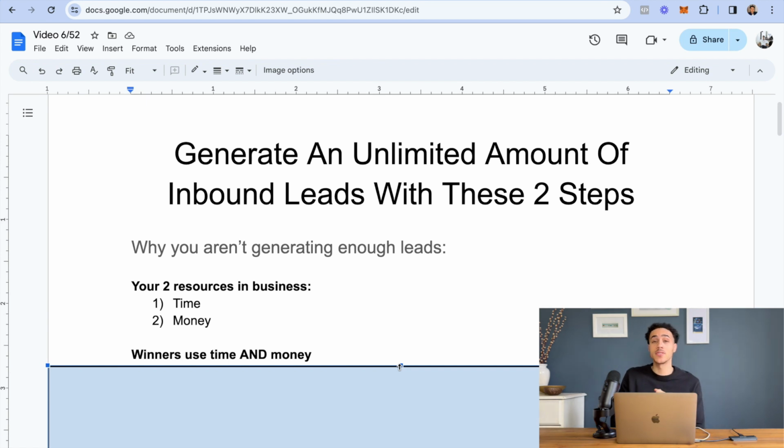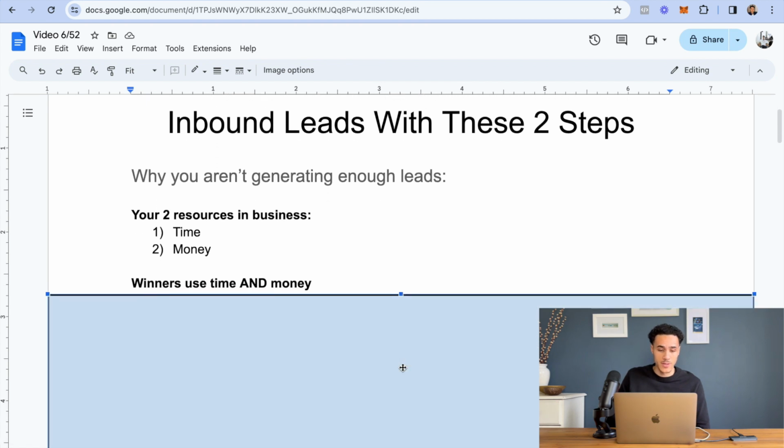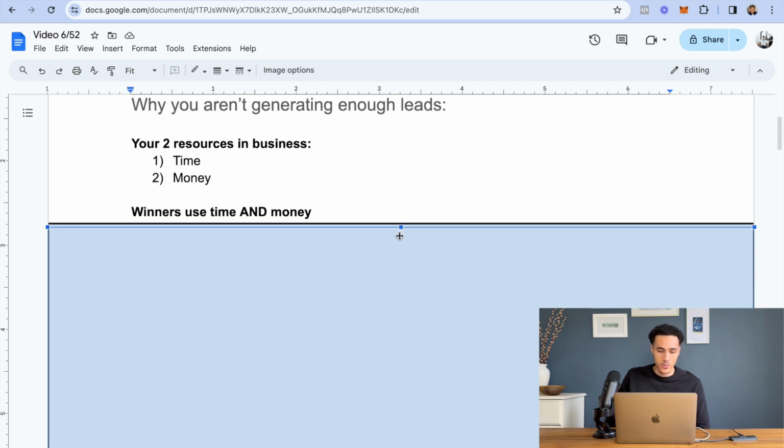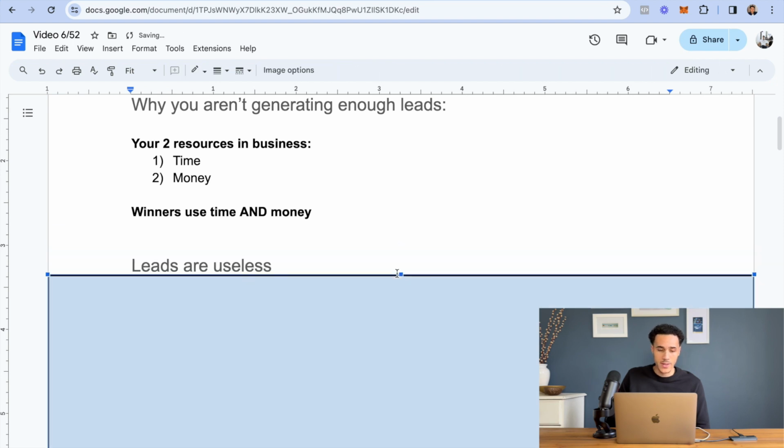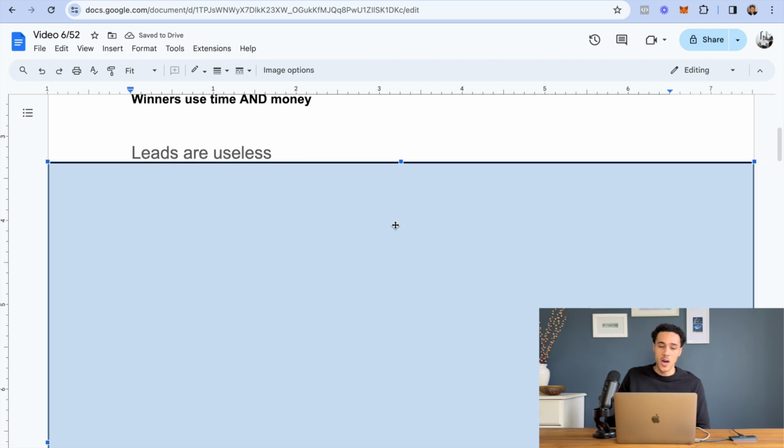And from that £2,000 a month, that campaign on its own probably generates between £20,000 and £40,000 cash every month, and nearer to £80,000, £90,000 in revenue a month, just from that paid campaign, right? And the reason is because we spend our time and we spend our money on it, okay? So time and money has to be spent if you want to generate an unlimited amount of leads, okay? That's the first thing I want to touch on. The second thing I want to touch on before we get into the two steps is that leads are actually useless.